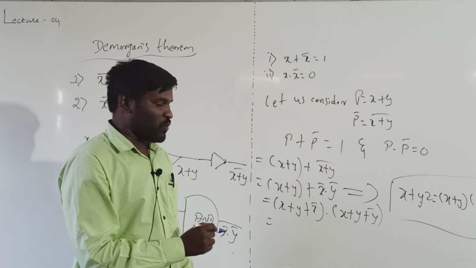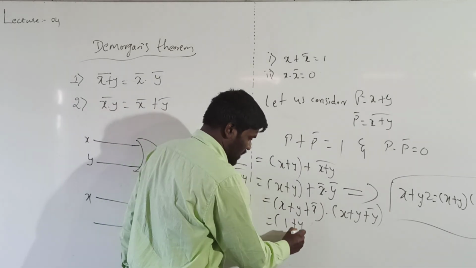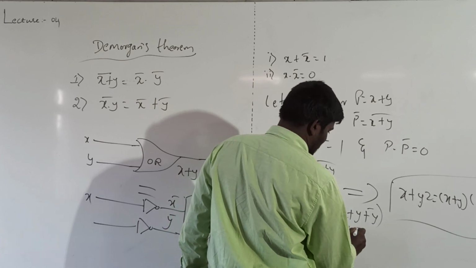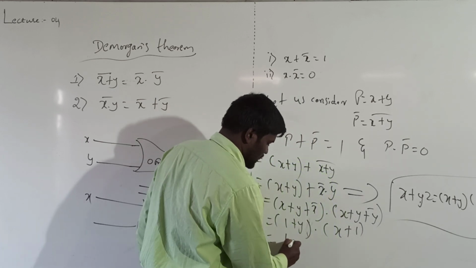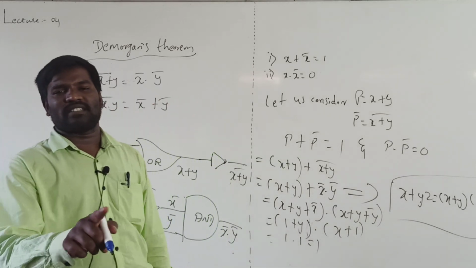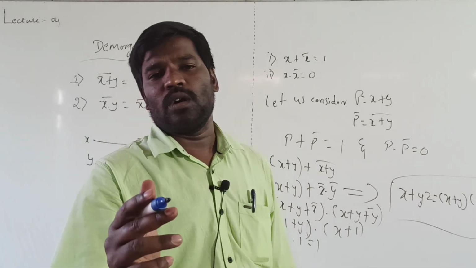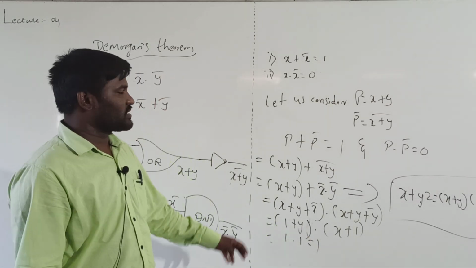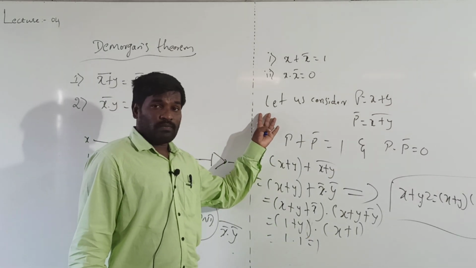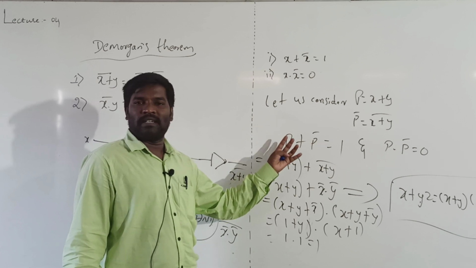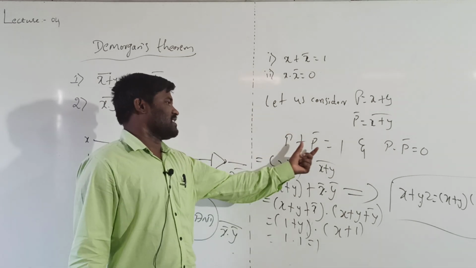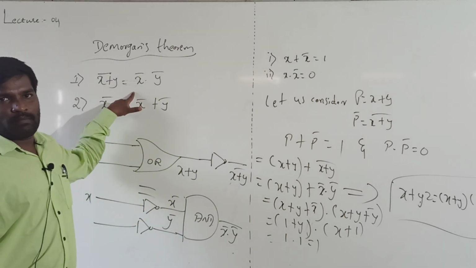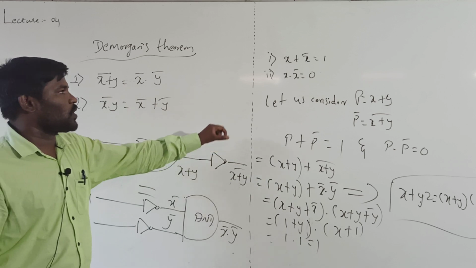x plus x bar is 1, plus y, into x plus y plus y bar, where y plus y bar is 1. Finally, 1 into 1 is equal to 1. 1 plus any variable is equal to 1 only. So finally it becomes 1. Hence the first complementary law is proved, that is p plus p bar is equal to 1. De Morgan's theorem can be proved with the help of complementary laws.